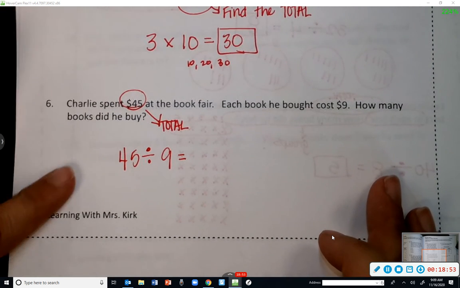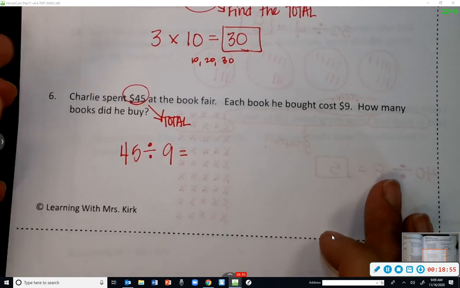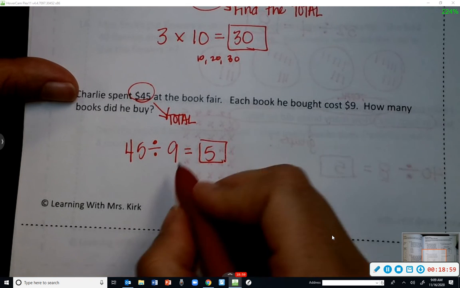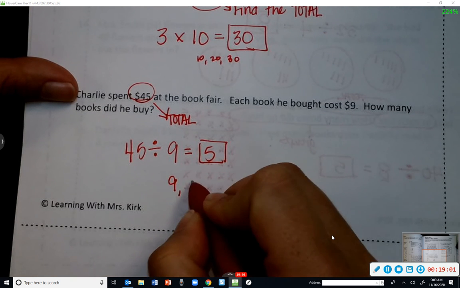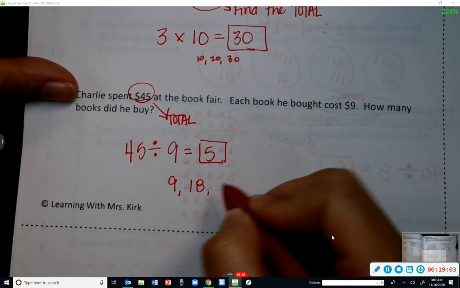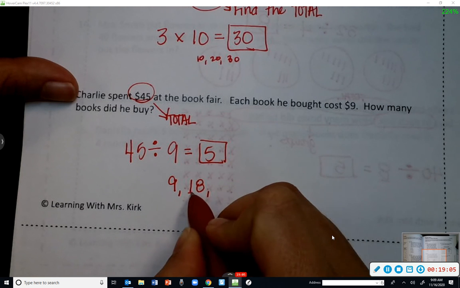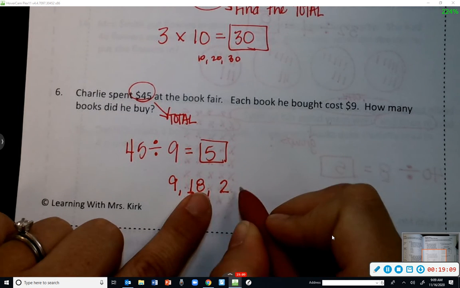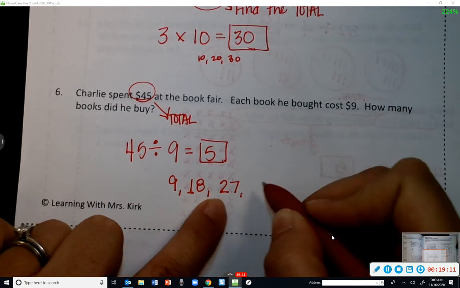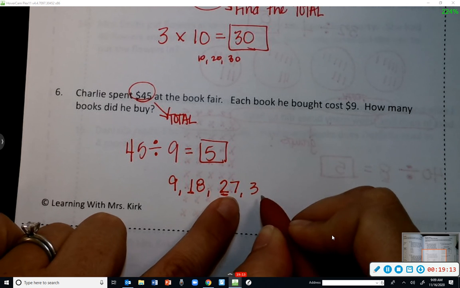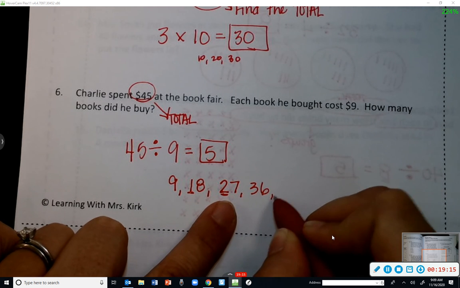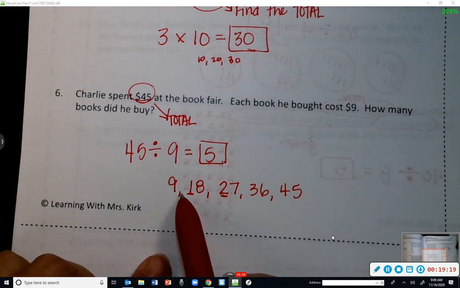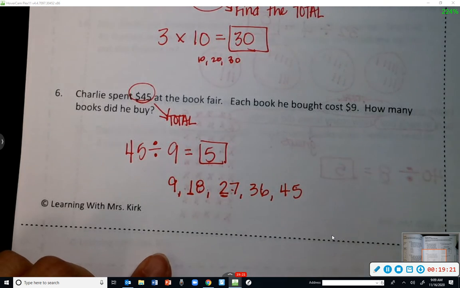Okay. What'd y'all get? 5. 5. Good. I could skip by 9, so this would be 9, 18. Y'all remember the pattern? Yes. The tens place would be 2. The ones place would be 7. 3, 6. Good. So 1, 2, 3, 4, 5.